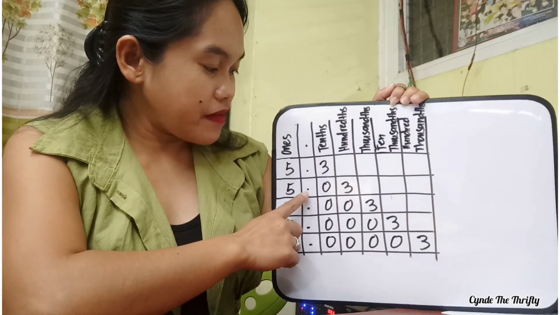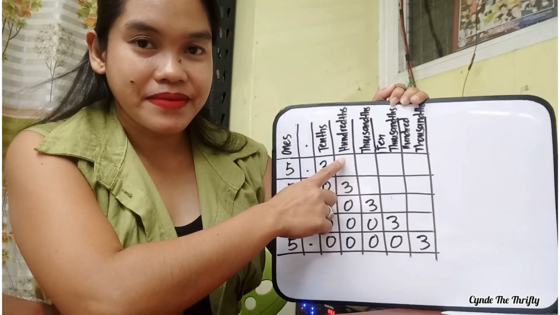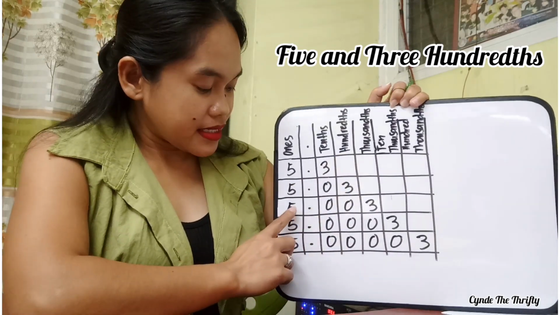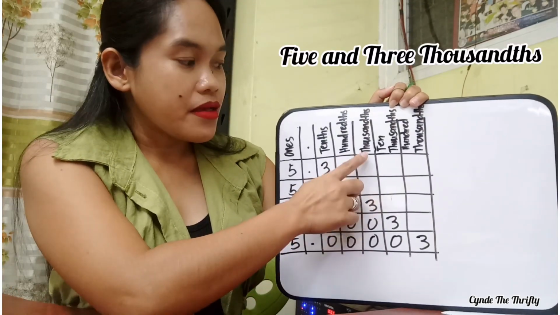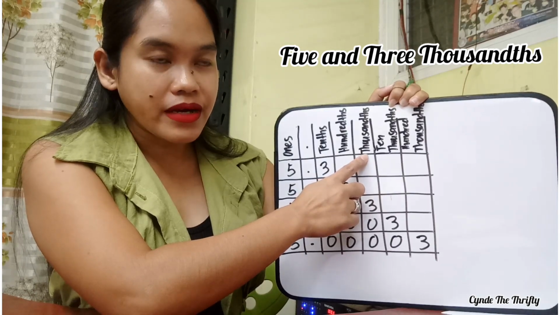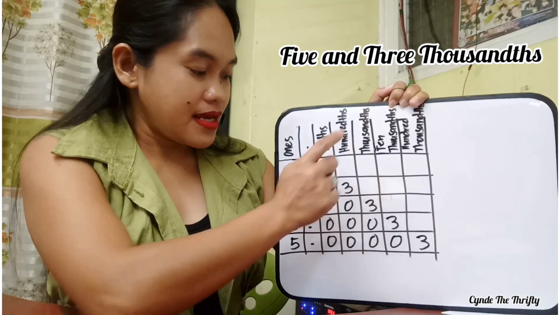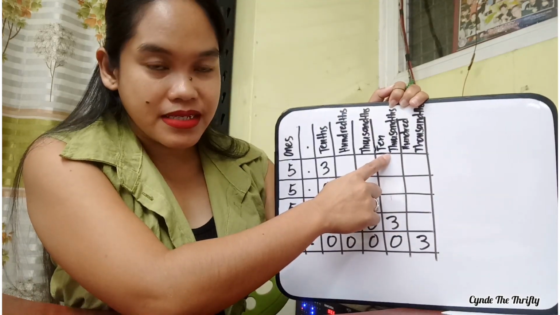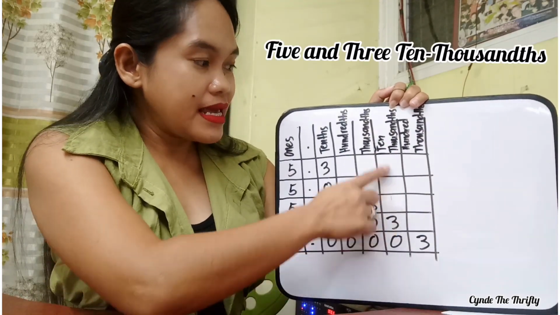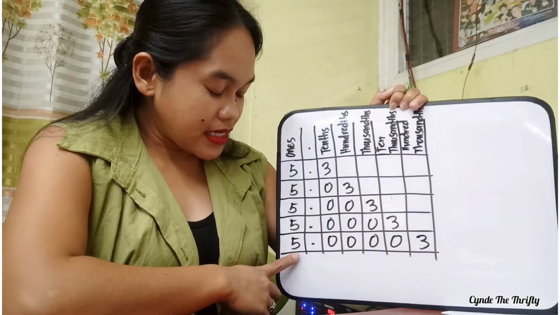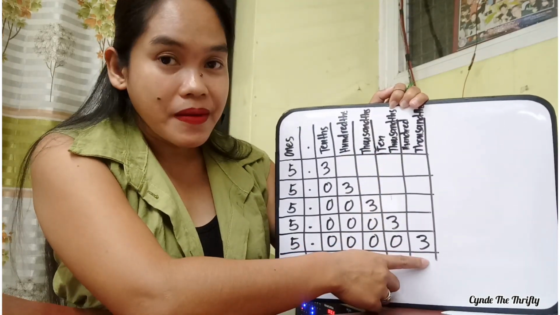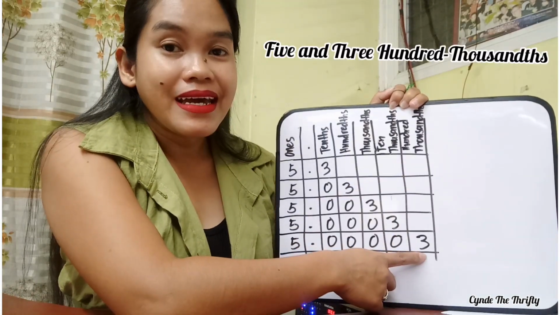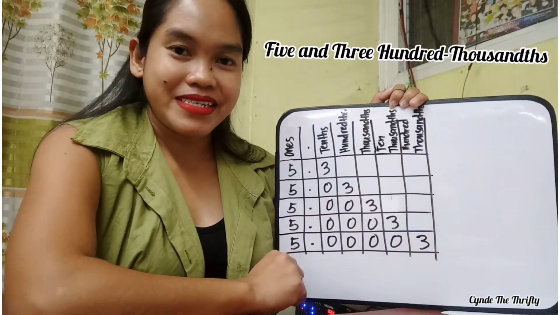Next, we have 5 and 3 hundredths. Next is 5 and 3 thousandths. Okay, so add tayo ng THS. Next is 5 and 3 ten thousandths. Lastly, 5 and 3 hundred thousandths.